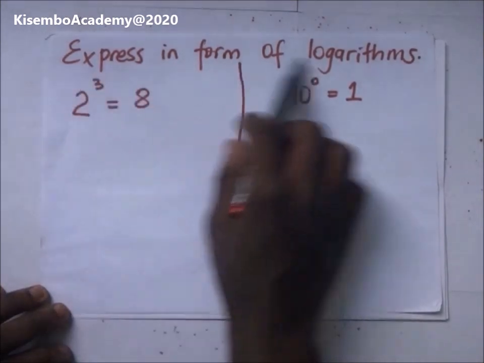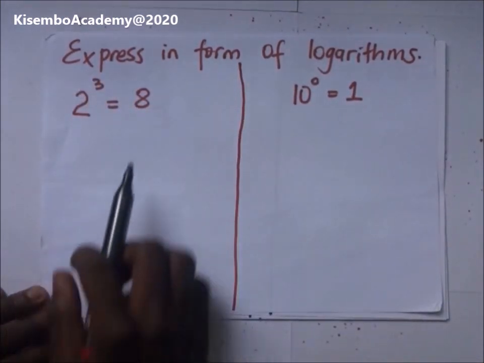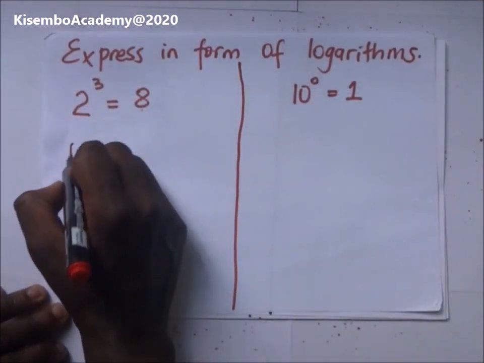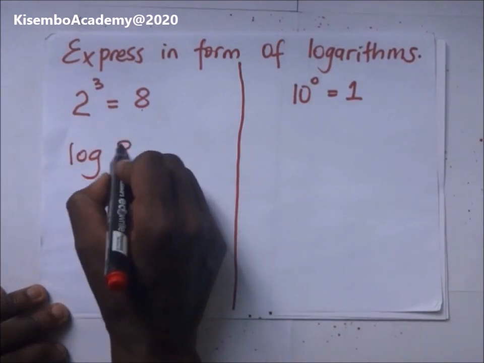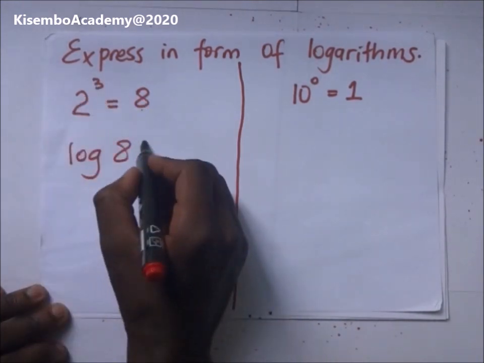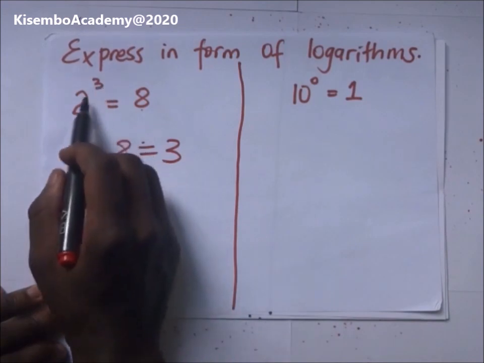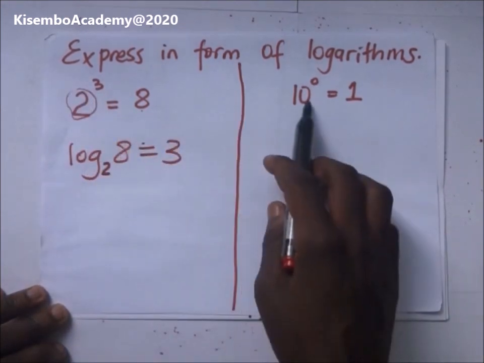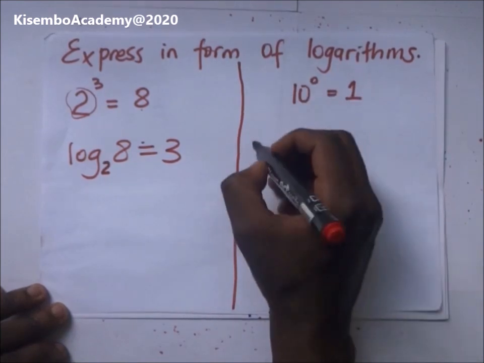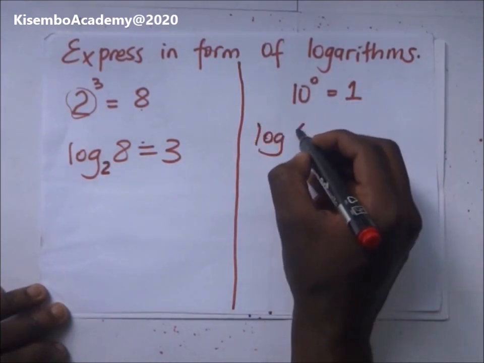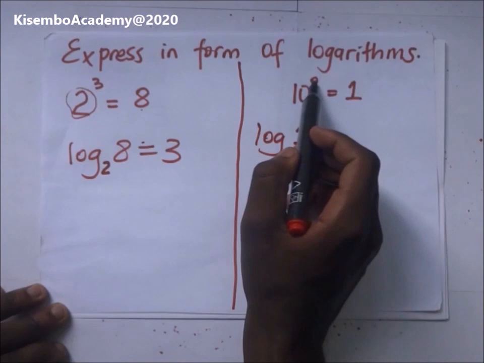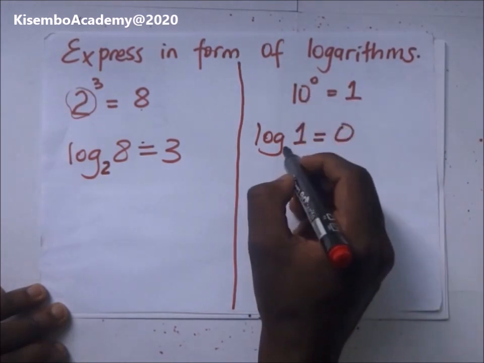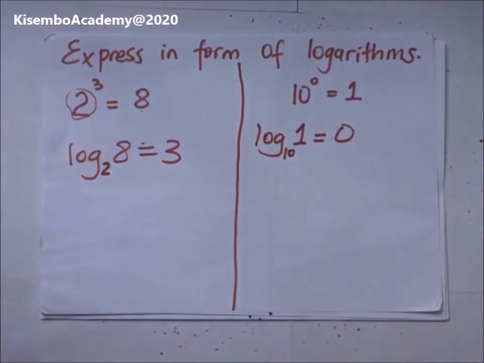What is expressed in the form of logarithm? So what's the log of 8? Simple. The logarithm of 8 here is going to be 3. But what's the base of the logarithm? It's 2. So it's base 2. Likewise here, what's the log of 1? So the logarithm of 1 is going to be 0, but it is to base 10.